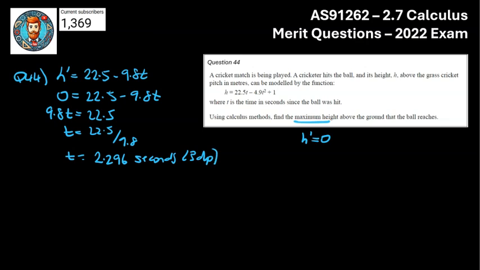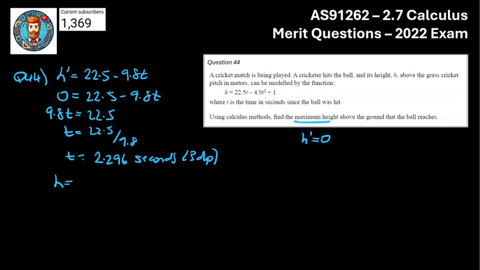A lot of students in the exam stopped here. But that's really bad because that hasn't actually answered the question. It hasn't actually found the maximum height. So what we need to do is substitute our time value back into our height formula, and that will then let us get our height.